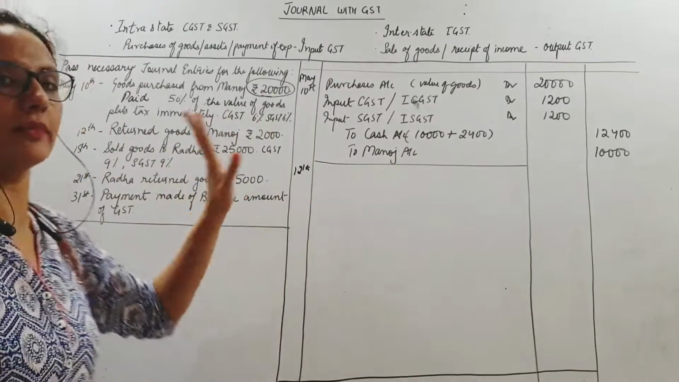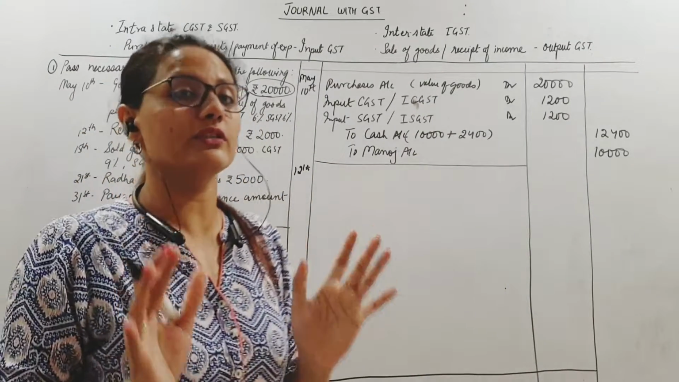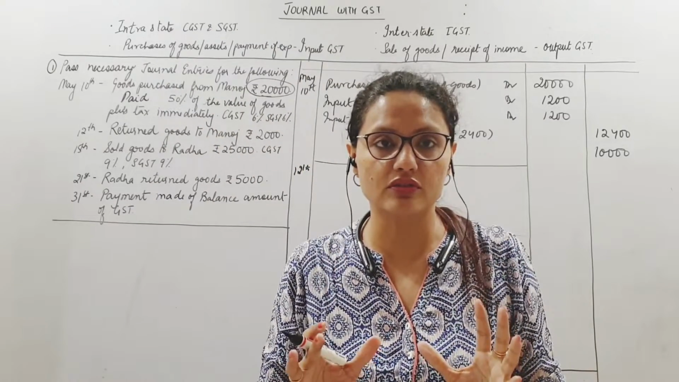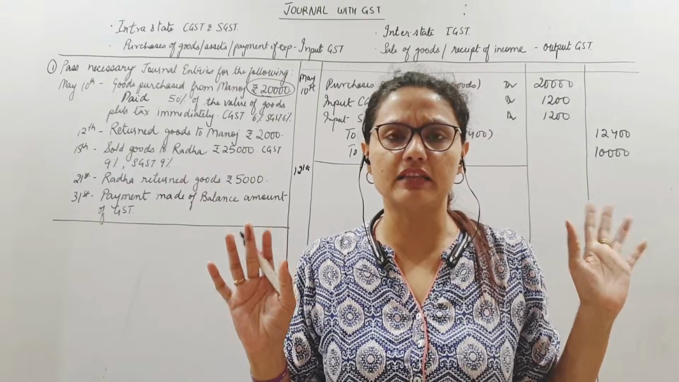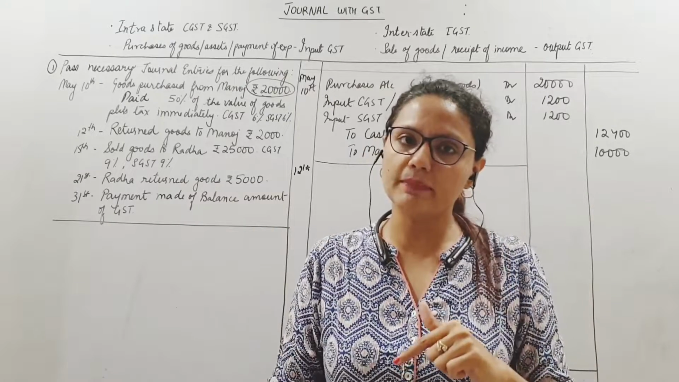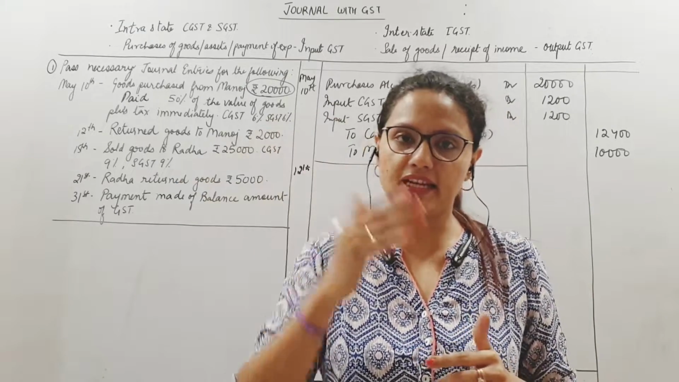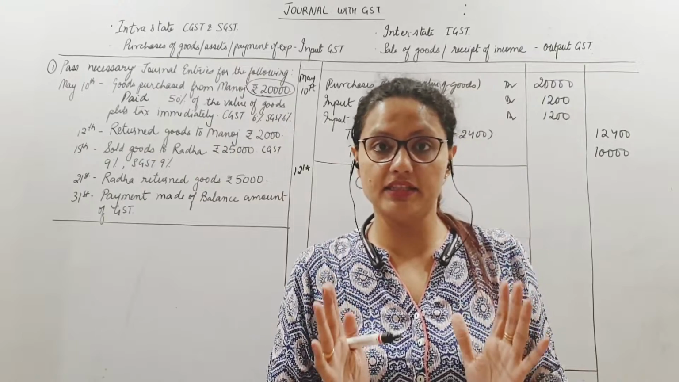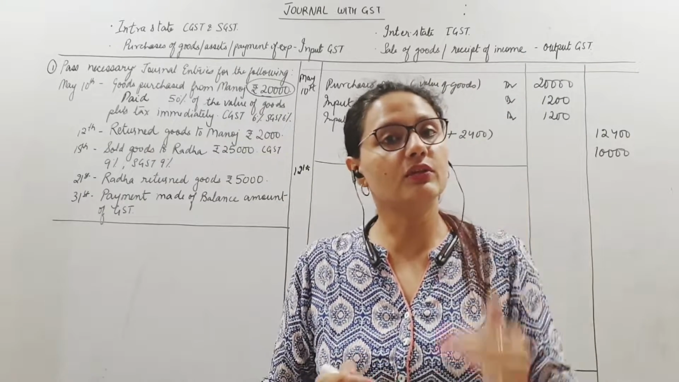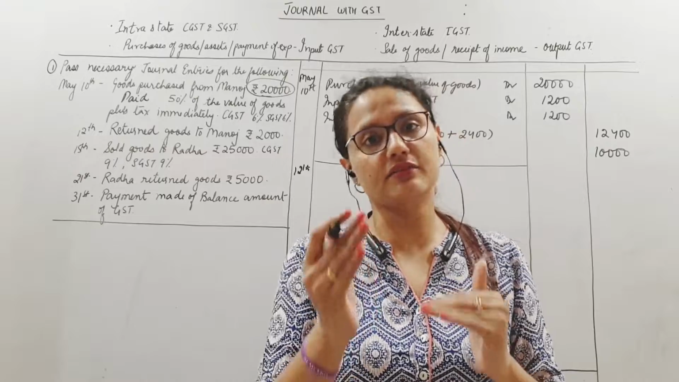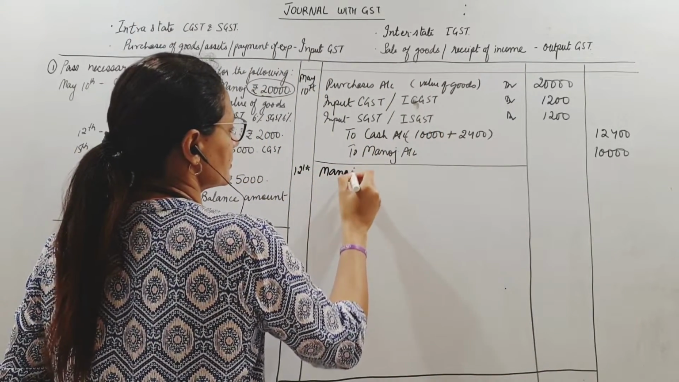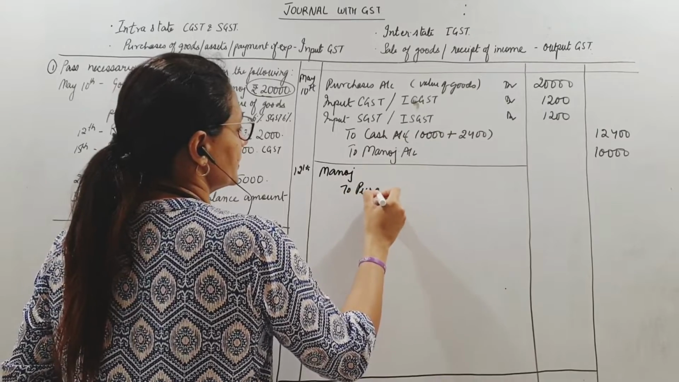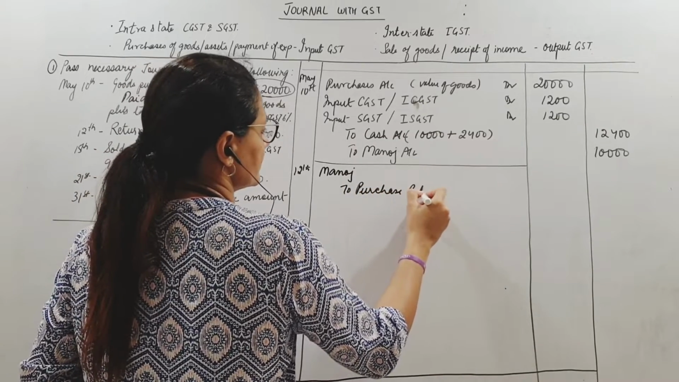Return goods to Manoj. Now return goods to Manoj were 2,000. 2,000 is the cost of the goods. So what is the journal entry, usually without the tax, if you tell me? Yes. Manoj account debit. To whom are we giving? Manoj, my creditor. My liability is reducing because I am returning goods. So Manoj account debit to purchase return. That is the entry.